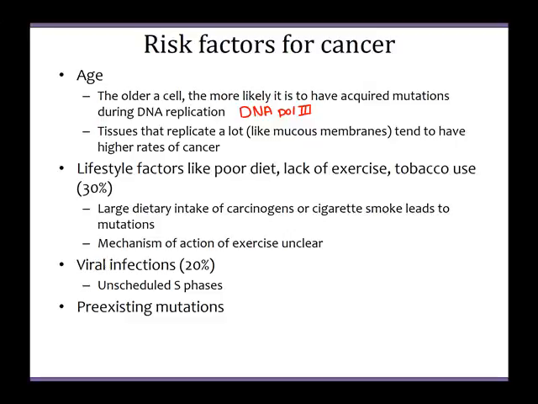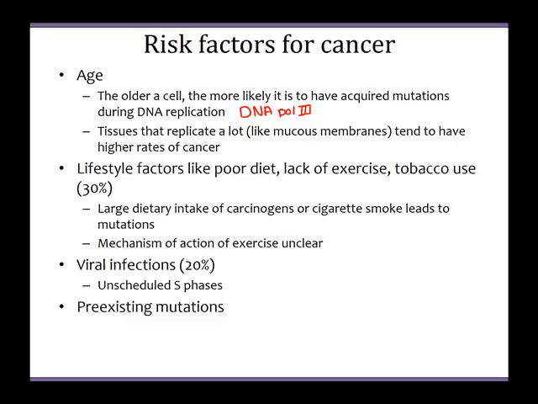So cells that are older will have a higher chance of having mutations, and cells that replicate a lot, like all of our mucous membranes. Our mucous membranes are our nose, our mouth, our digestive tract, our respiratory tract, reproductive tract, all those. They're all of our internal linings. These tend to have a higher rate of cancer as well.